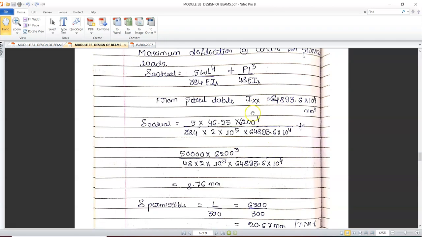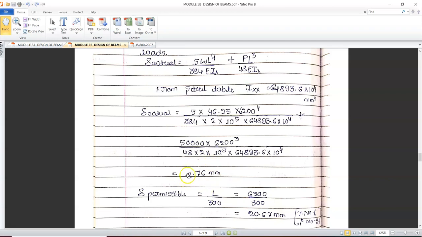For the point load, the load acting at the center is 50 kilonewton, which is converted into Newton, 50 into 10 to the power 3. Even the kilonewton per meter UDL has to be converted to Newton per millimeter, because all other values are in Newton and millimeter. So now P is 50 kilonewton, L is 6200 mm divided by 48, and Young's modulus is 2 into 10 to the power 5, IXX. So now you will get the actual deflection as 8.76 mm.